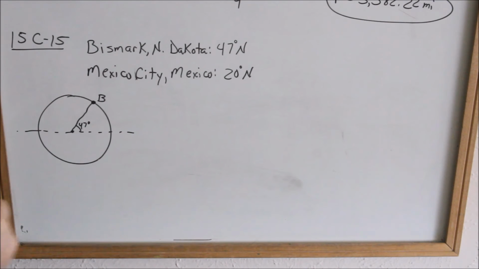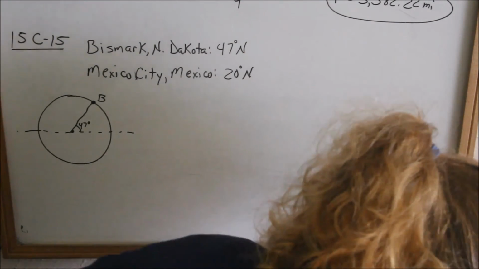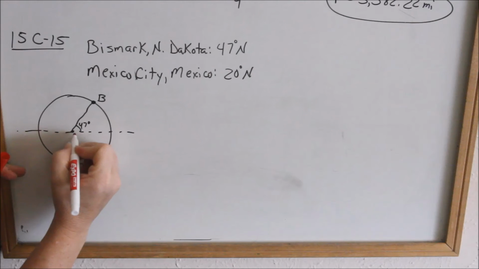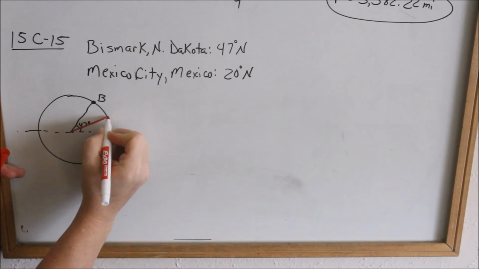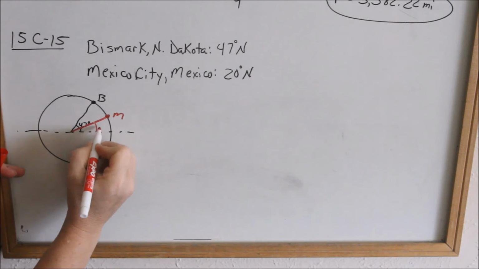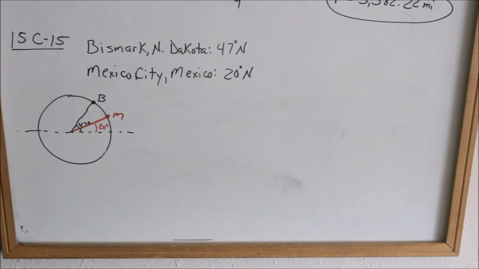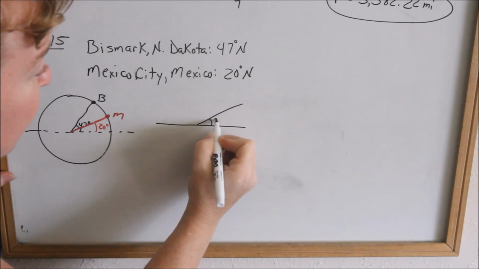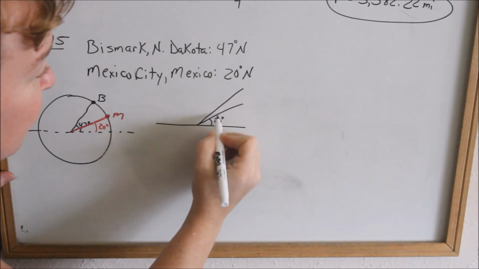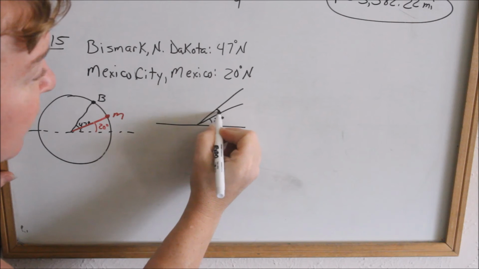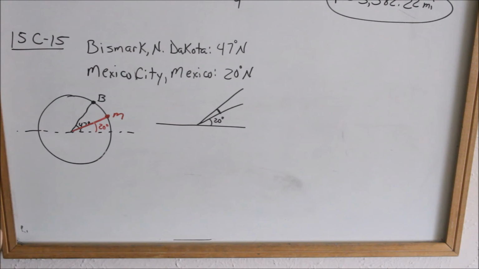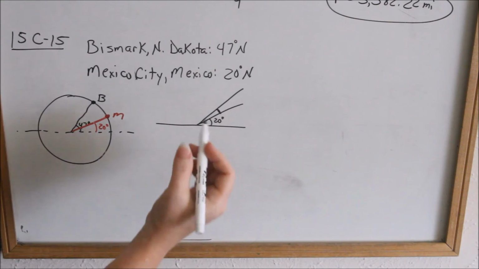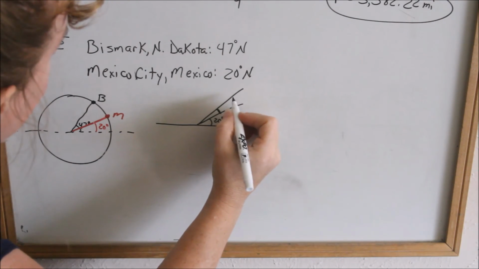Then Mexico City is 20 degrees north of the equator. They're both north of the equator. So then I have, there's Mexico, and then this in red is 20 degrees north. When they're both on the same side of the equator, be careful. Instead of adding the two angles, you need to subtract them, okay? Because here's what we have. You have a 20 degree angle, and then you have a 47 degree angle, okay? We need to know what is that angle in between. So 47 minus 20, 27.